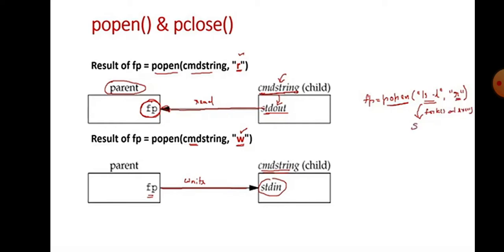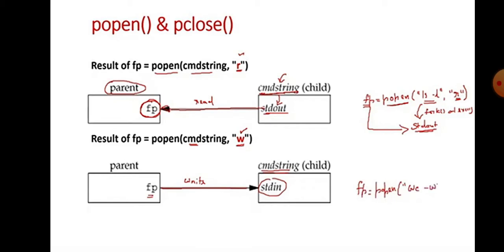The file pointer will be pointing to the standard output of ls -l, so the parent process will be reading the output of ls -l. That is a long list of all the files and subdirectories present in the current working directory. And for write, let me give another example.